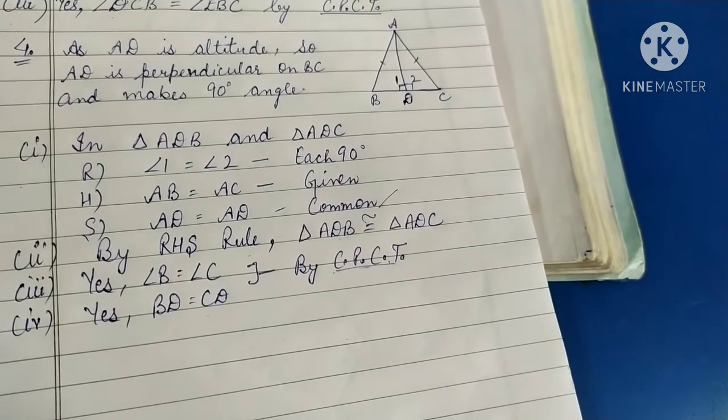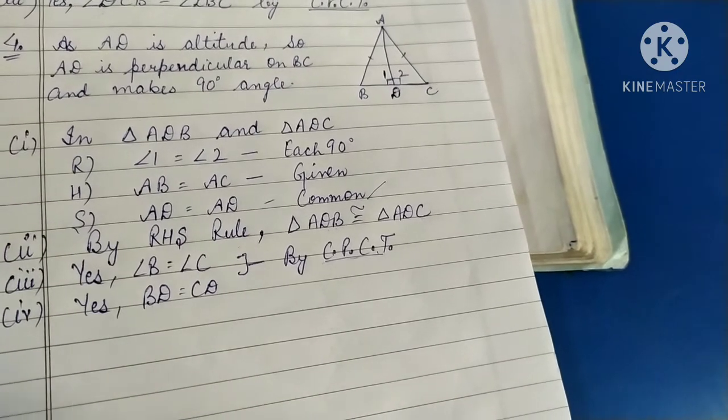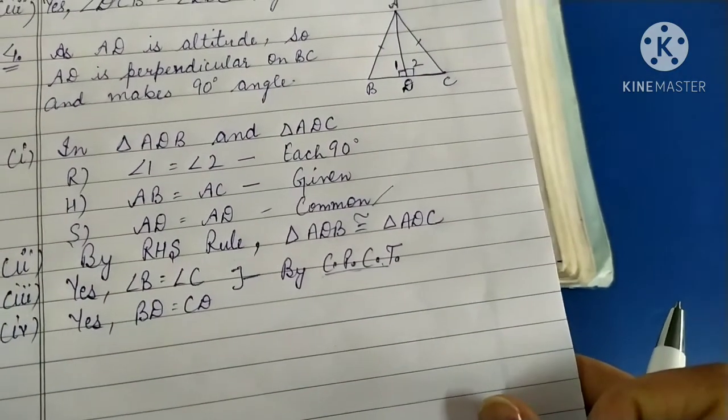That was all from the congruence criteria of SAS, ASA and RHS. And exercise 7.2 will be shared later. Thank you.